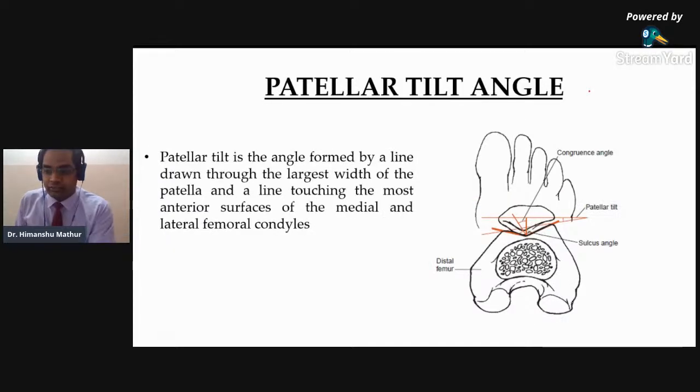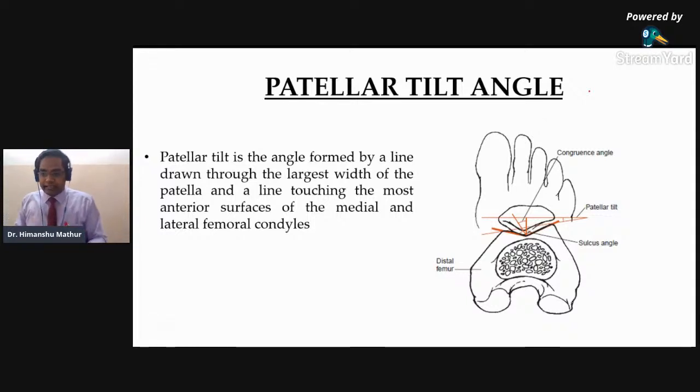Now, the last three things that I want to discuss with you are the angulations of the patella and the knee joint. Okay, now this is the superior view of the knee joint. Always remember that I am looking from superior. Okay, from the upper aspect.